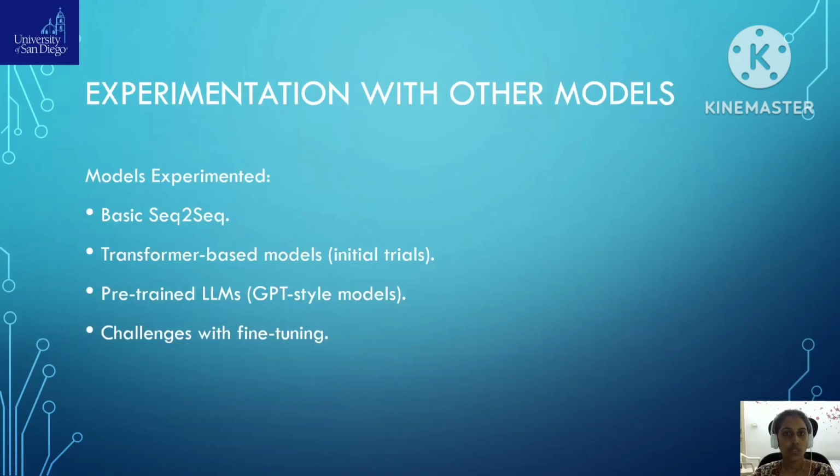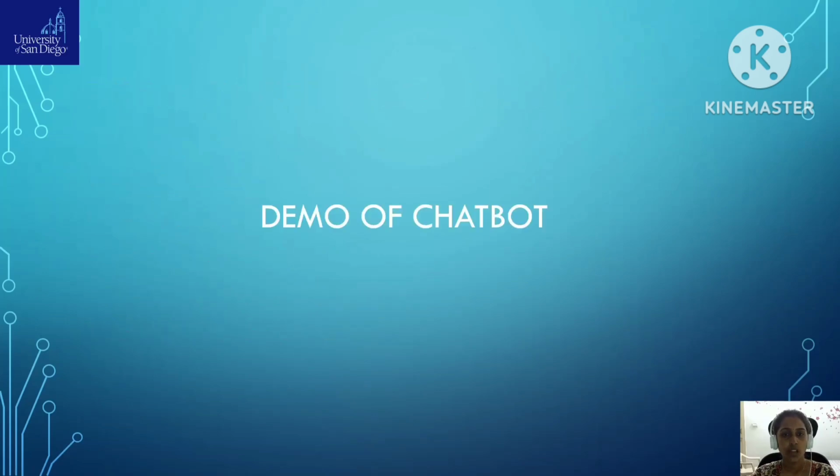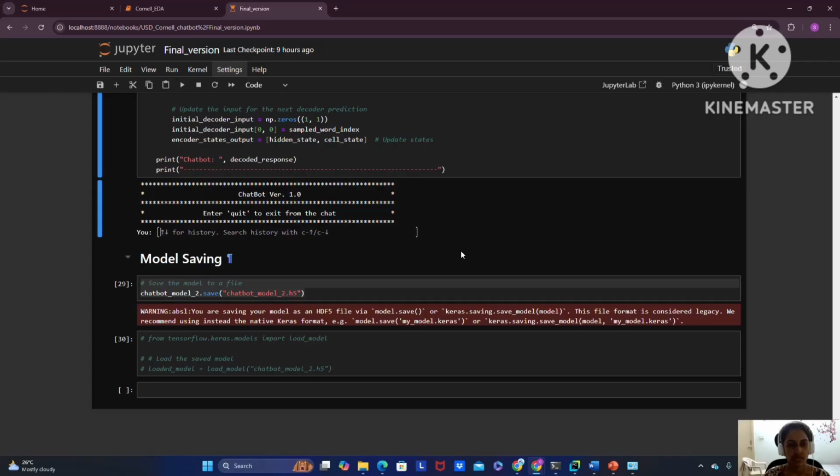I also experimented with various models, including the basic sequence-to-sequence architecture and transformer-based models. I also explored pre-trained large language models like GPT-2. However, due to the large size of the dataset and the computational resource limitations, fine-tuning these models was not feasible for this project with the free resources available. The sequence-to-sequence model with LSTM proved to be the most computationally efficient, though future projects with more resources could further explore transformer-based approaches. So now let's see the demo of the chatbot.